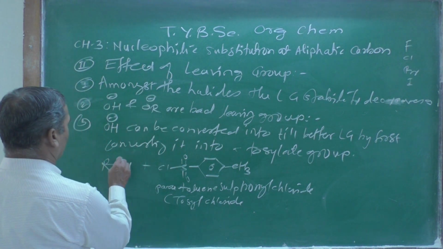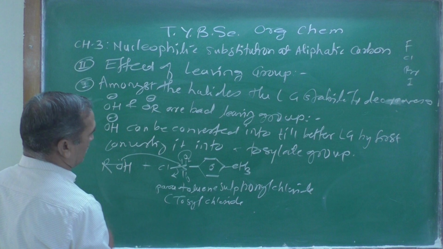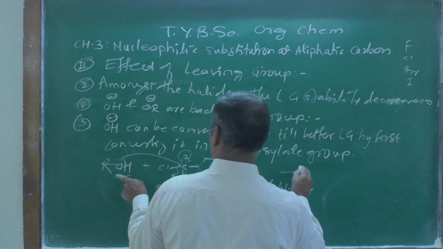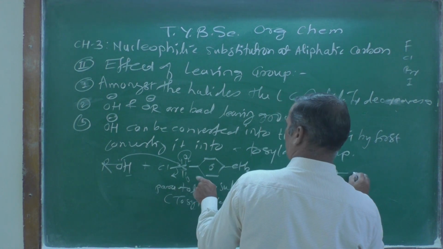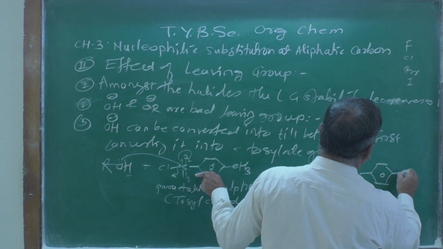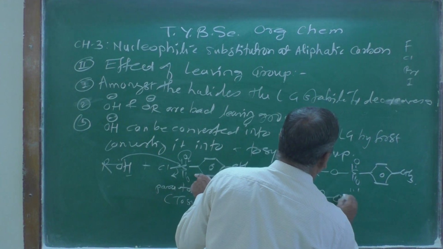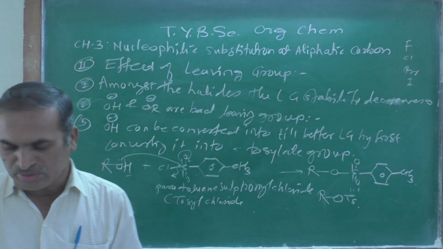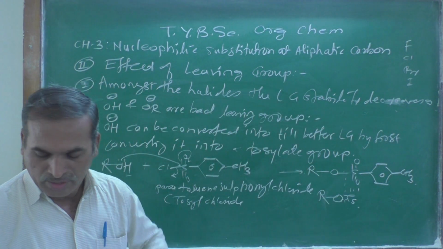And therefore what is going to happen: the lone pair present on the oxygen attacks the sulfur, with departure of one H from here and Cl from here, and you are going to get this type of compound: RO, then the sulfonyl group S double bond O, then this benzene moiety, and then CH3. In short we can write this as ROTs, the tosyl group. You can write either this way or this way. And now this group becomes a very good leaving group.